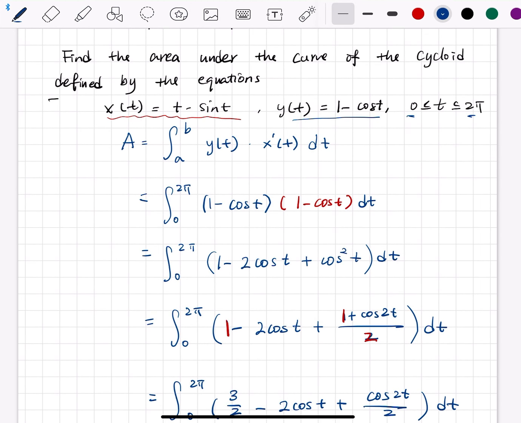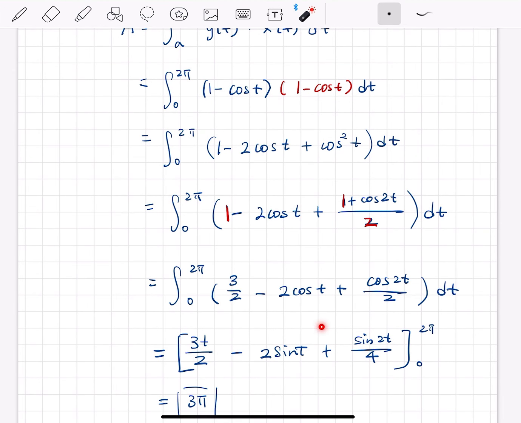So for parametric equations, when finding areas, make sure that you remember the formula for the areas. And because we're working with parametric equations, both x and y are functions of t, so you're going to apply the chain rule. And the rest of it is just a more straightforward, regular integration problem.